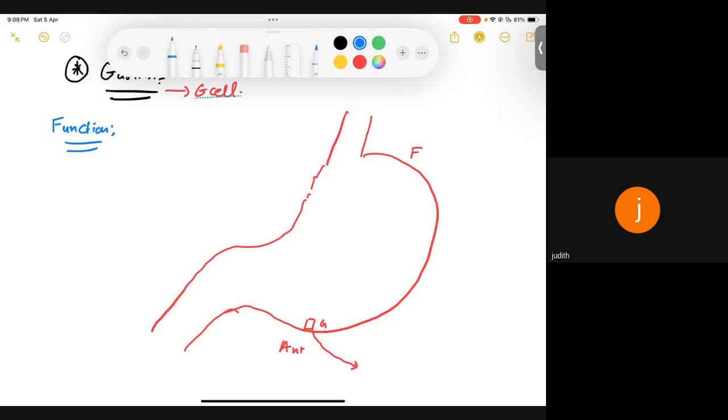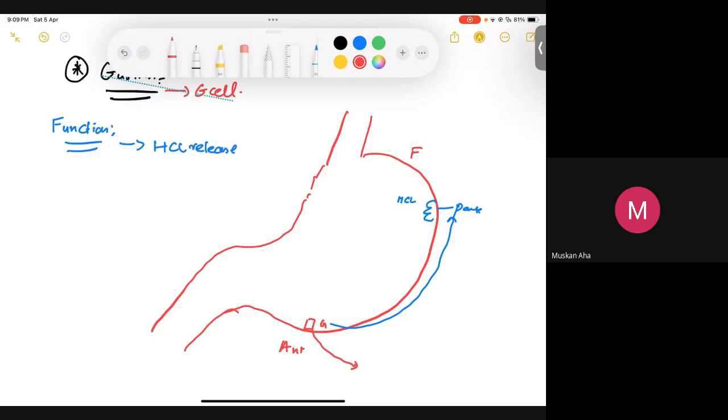Okay, so what's the function of gastrin? What do you guys think? It stimulates the acid secretion by the parietal cells. Perfect. So we have cells which are known as parietal cells. What's the function of parietal cells? They are going to release HCl, acids, right? So gastrin is going to act on these parietal cells, and it's going to stimulate the release of HCl. Perfect, right? So the first function is HCl release.